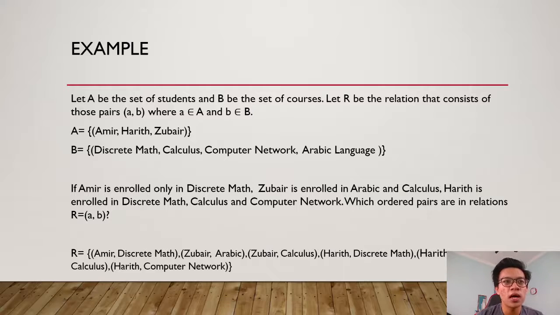So the question is, if Amir is enrolled only in discrete math, Zubair is enrolled in Arabic and calculus, and Harith is enrolled in discrete math, calculus, and computer network, which ordered pairs are in the relation R equal to the pairs (a, b)? So the answer is R equal to Amir discrete math, Zubair Arabic, Zubair calculus, Harith discrete math, Harith calculus, and Harith computer network. That's the answer.